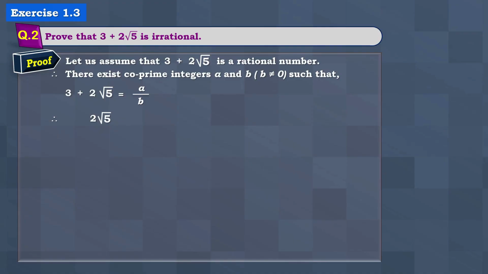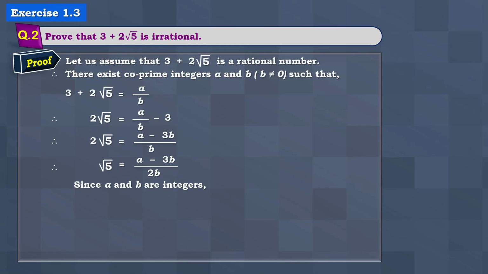Now subtract 3 from both sides. This gives 2 root 5 equal to a divided by b minus 3. Now take a common denominator on the right side. So we get 2 root 5 equal to a minus 3b divided by b. Next, divide both sides by 2. This gives root 5 equal to a minus 3b divided by 2b.